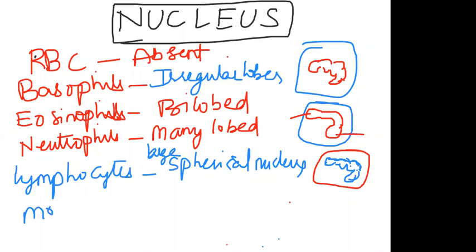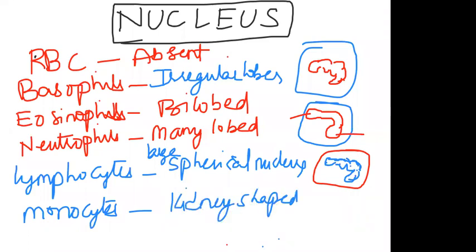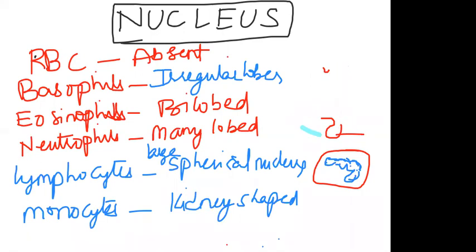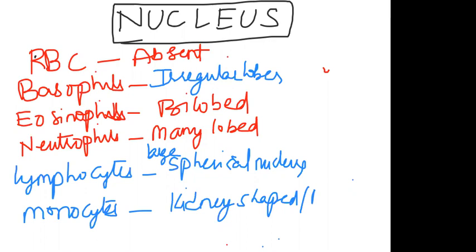Finally, the one more cell in the blood, that is monocytes. Monocytes have a bean-shaped or kidney-shaped nucleus. Okay, so let me erase this. I'll show you all the nucleus diagrams in the text for you. So just remember the theory that it is a kidney-shaped or bean-shaped nucleus.